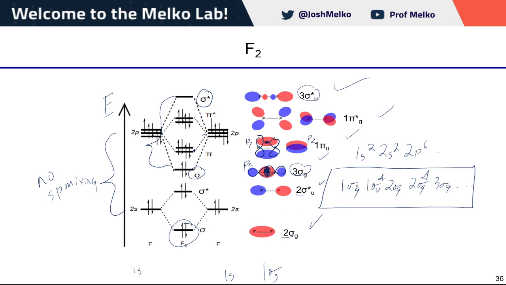bonding molecular orbitals. There will be 1 sigma g, 2 sigma g, 3 sigma g, 1 pi u, 1 pi u. So 2, 4, 6, 8, 10. The bonding electrons for fluorine here would be 10, minus how many antibonding? Well, there's a 1 sigma u star not shown from the 1s atomic orbitals. There's a sigma star here. So that's 2, 4, 6, 8. And the bond order is 1/2 times 10 minus 8. So the bond order for fluorine is 1.